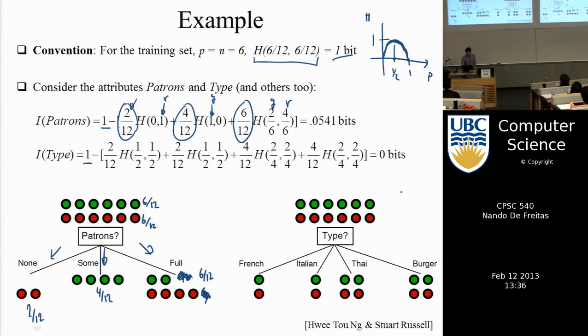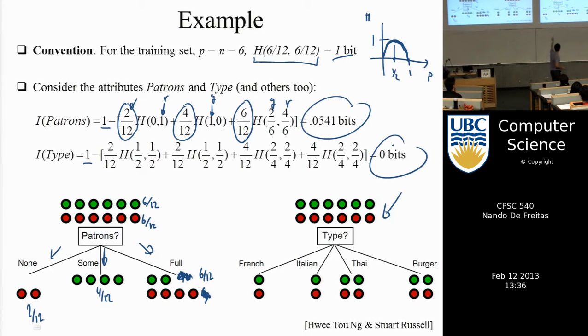And then we repeat the same procedure for here. And then we just look at these numbers. Which one has the highest information gain? And then, not surprisingly, patterns has the highest information gain. Because when you split the data on patterns, you end up with groups that you actually have information for.